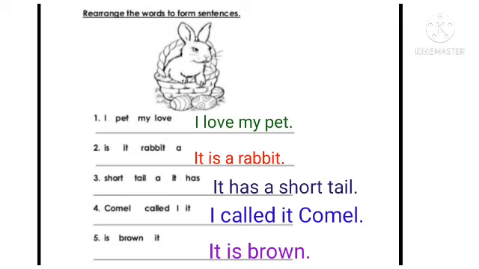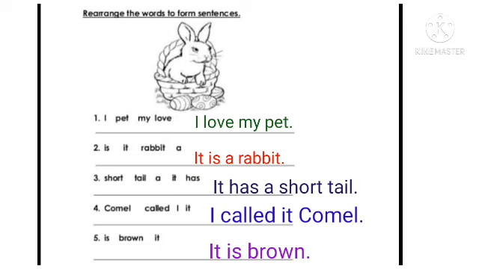Now we can read the sentences once more. First one, I love my pet. Second one, it is a rabbit. Third one, it has a short tail. Fourth one, I called it Komal. And fifth one, it is brown.